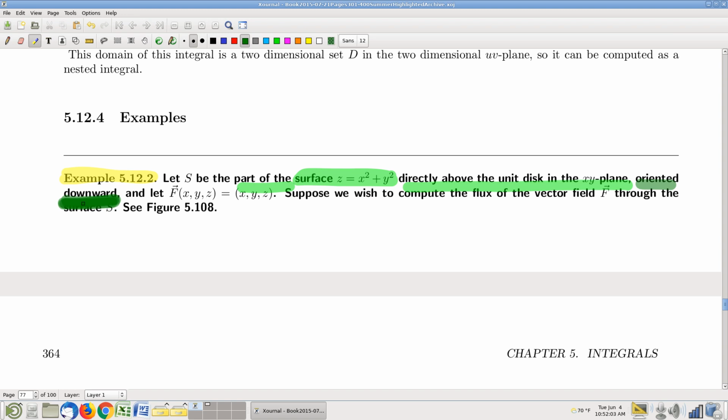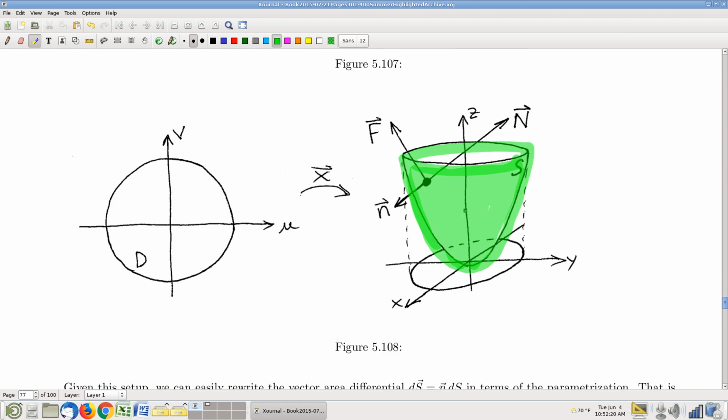All right. Okay. So I've got an oriented surface, and now I have a vector field, and let's compute the flux. Here is our picture. By the way, here's our orientation vector, downward through the surface.